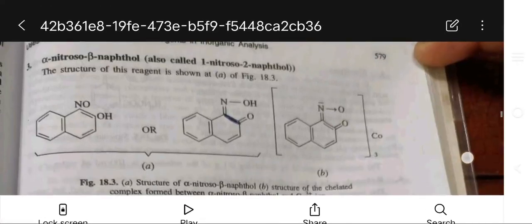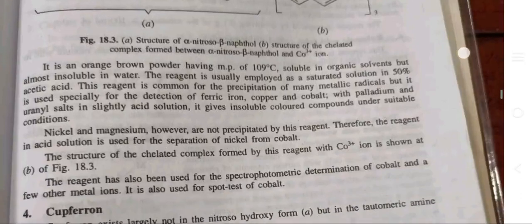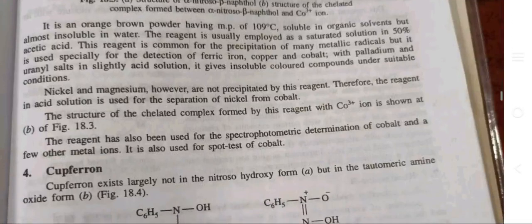Third, alpha-nitroso beta-naphthol, also called 1-nitroso-2-naphthol. The structure of this reagent is shown in the figure. It is an orange-brown powder having melting point of 109 degrees Celsius, soluble in organic solvents but almost insoluble in water. The reagent is usually employed as a saturated solution in 50% acetic acid. This reagent is common for precipitation of many metallic radicals, but it is used especially for the detection of ferric iron, copper, and cobalt with palladium and uranyl salts in slightly acid solution.